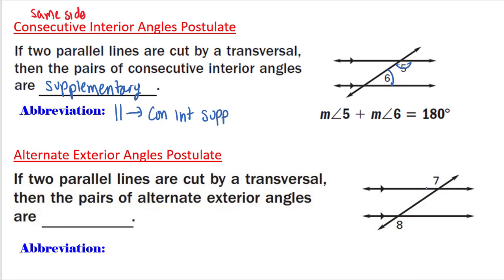Alternate exterior. If I have alternate exterior angles and we have two parallel lines cut by a transversal, those angles end up being congruent, and our abbreviation again is parallel lines gives us alternate exterior congruent.